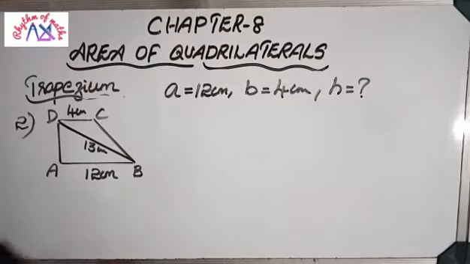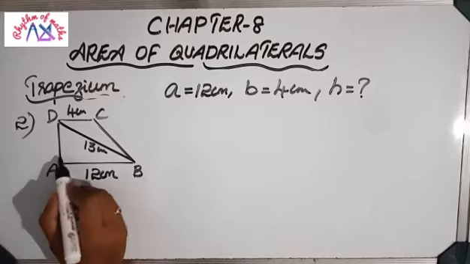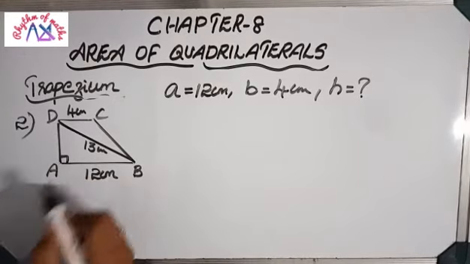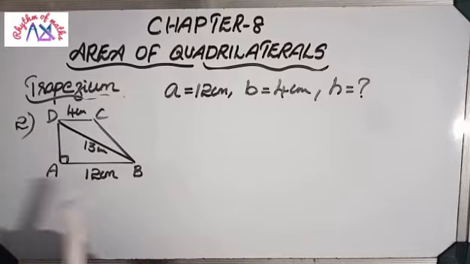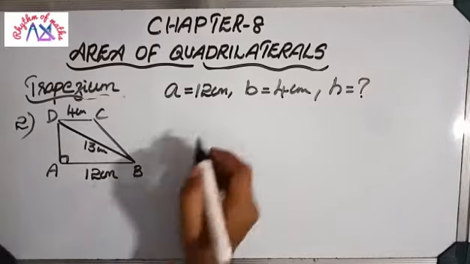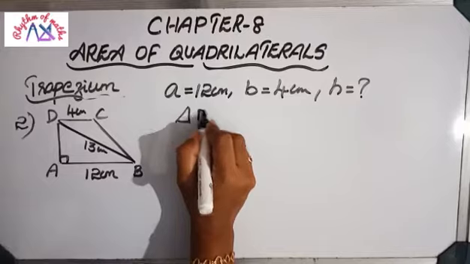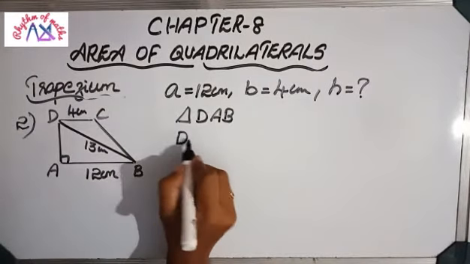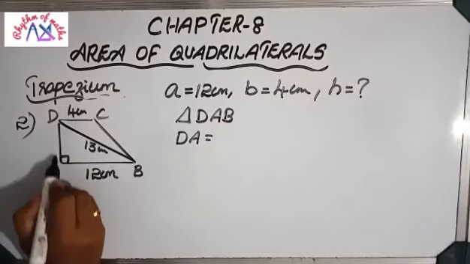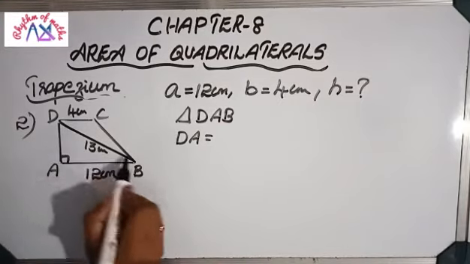Height means this DA is not given. So how can we find this DA? Yes, by considering Pythagoras theorem. A right triangle is here, that is DAB is a right triangle. So we can consider triangle DAB. DA we need to find, that is DA equal to altitude, this is base and this is hypotenuse.